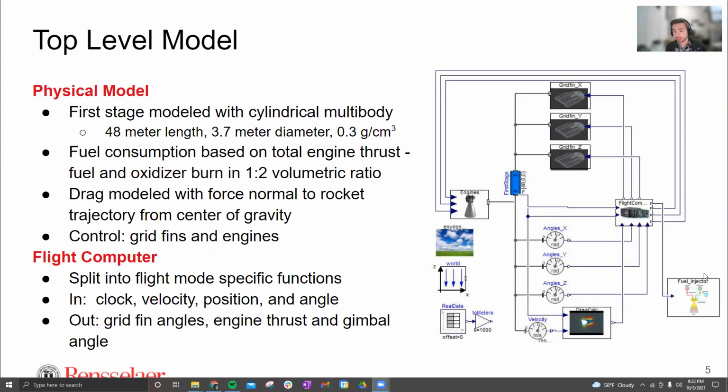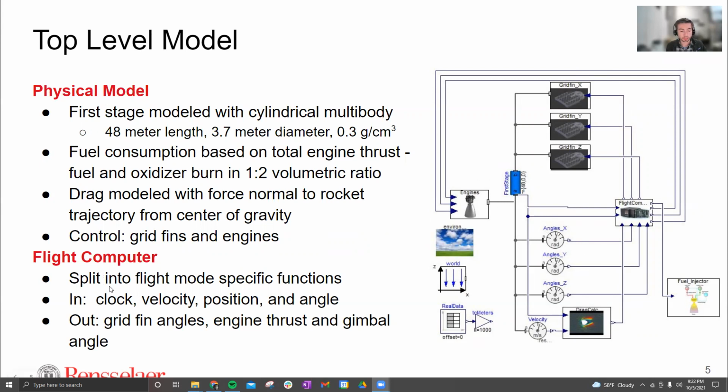So that's modeled here in this fuel injector. It's keeping track of how often the engines burn, and it's tracking how much fuel is actually being used up here. Then we have the drag. Drag is modeled as a force normal to the rocket's trajectory, positioned as a force from the rocket's center of gravity. That's down here at the very bottom. And then for control of the first stage, we have these 3 grid fins and also the engines. So that's the physical model.